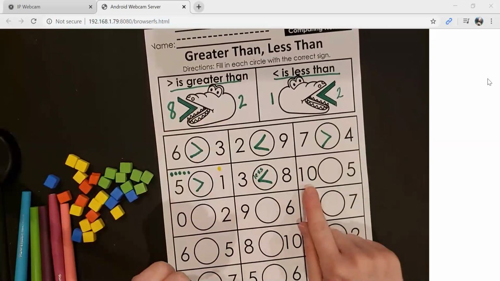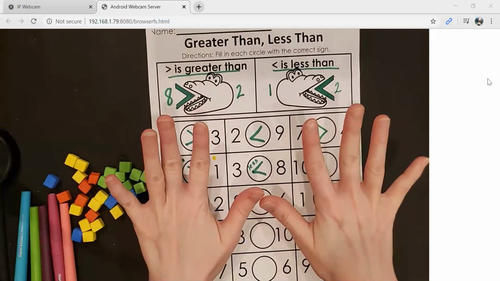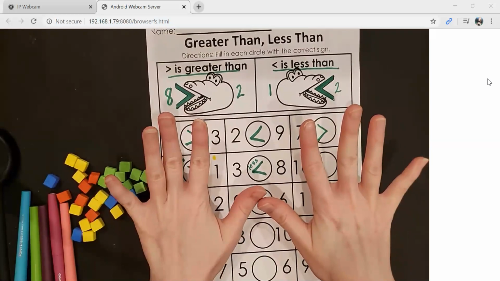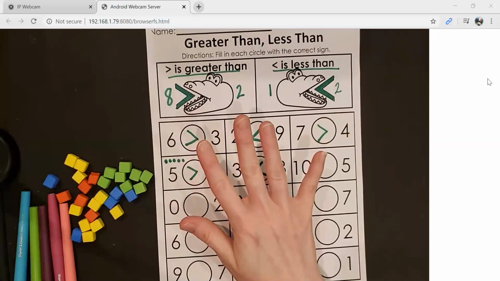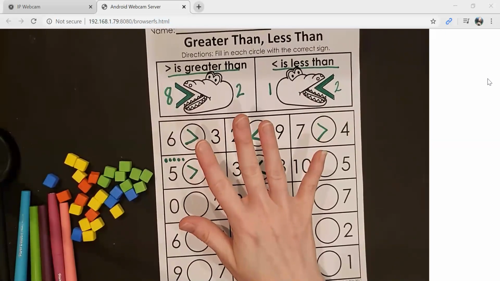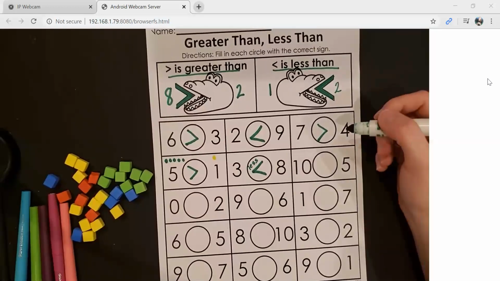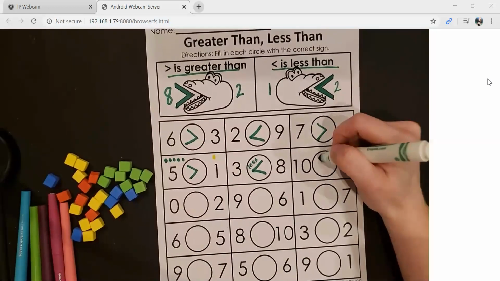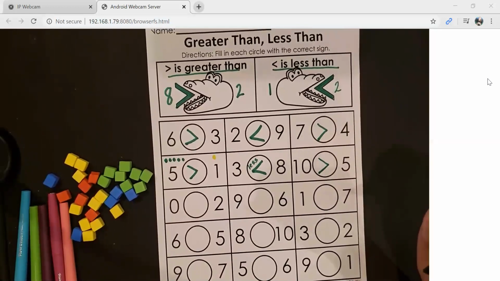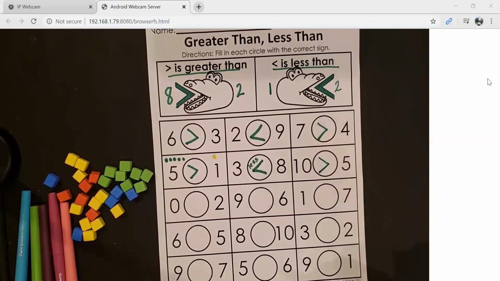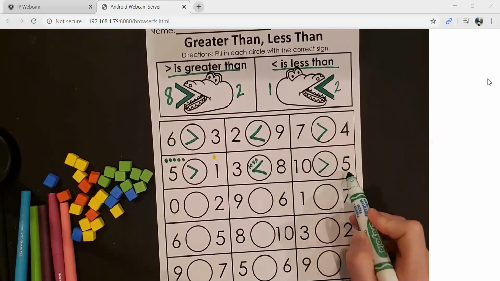Okay, the first number is 10. I have 10 fingers. And the second number is only 5. So which would have more? If you said 10, you are correct. Gator's gonna chomp the 10, and I can describe it as 10 is greater than 5.